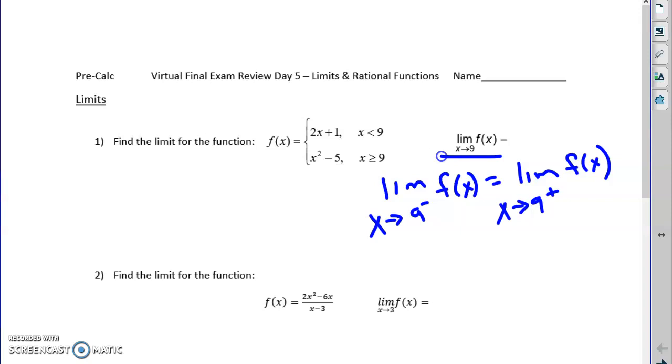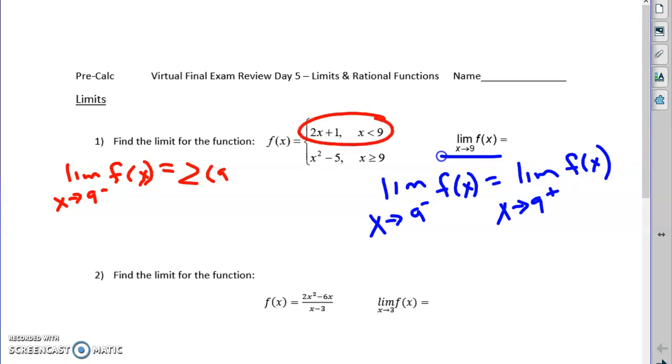So when I find the left-hand limit as x approaches 9 from the left, what is the left of 9? That would be this one. 2 times 9 is 18, plus 1 is 19. Right-hand limit, I'm hoping it's 19.